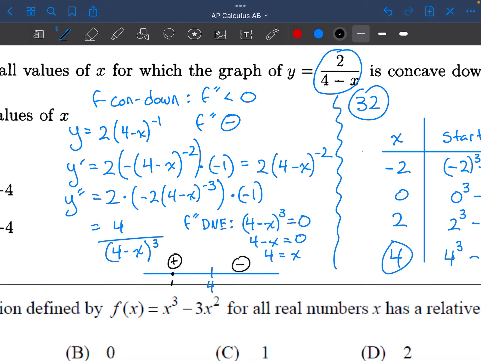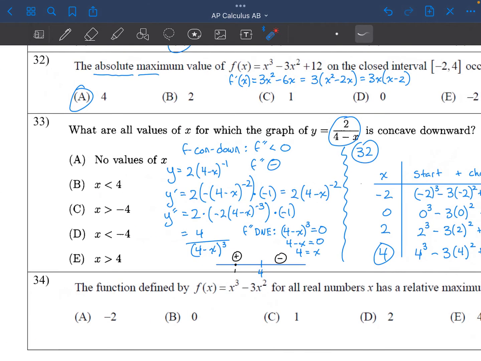Then I'll switch signs to a negative over here. That makes sense because if you choose a number like 5, you get 4 minus 5, which is a negative. Negative to the power of 3 is a negative. Positive divided by negative is a negative. So after all that analysis, what have we discovered? It's concave down whenever we are bigger than 4. Bigger than 4 is E, and I want to do that in blue, E.